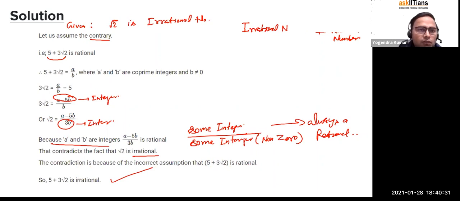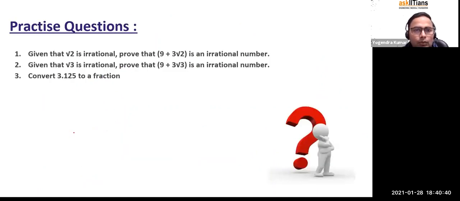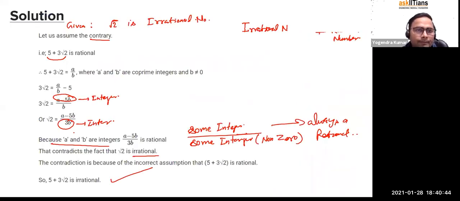So any number of this format, like rational plus irrational form, we can prove it like this, right? This is how we can do it. Now we can do some more practice questions, right?